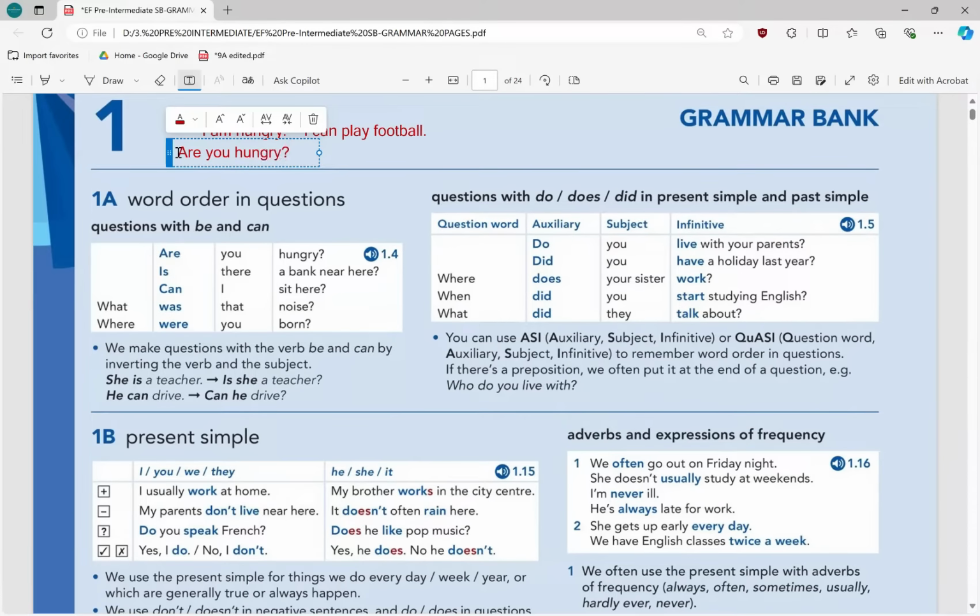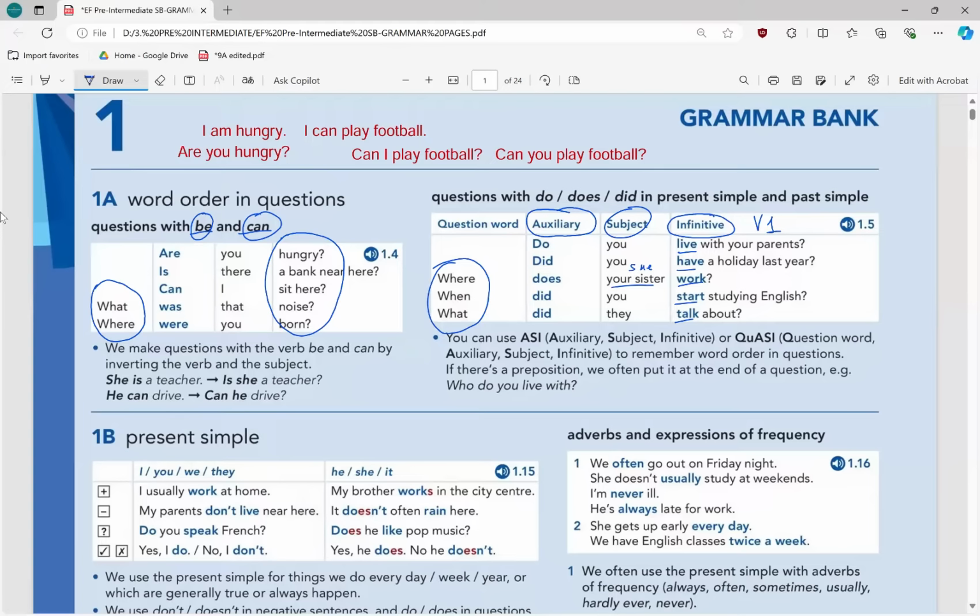And then after that, we put the infinitive. Like, do you live with your parents? Did you have a holiday last year? And if I want to use the question word here, it always comes first. Where does your sister work? When did you start English? What did they talk about? And so on, right?